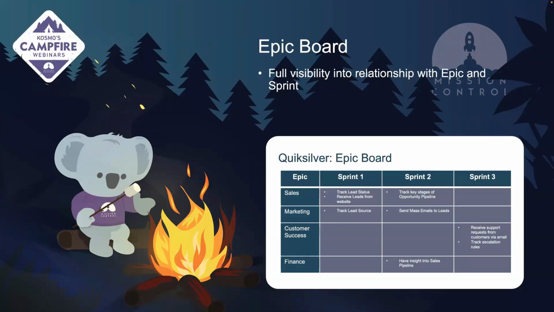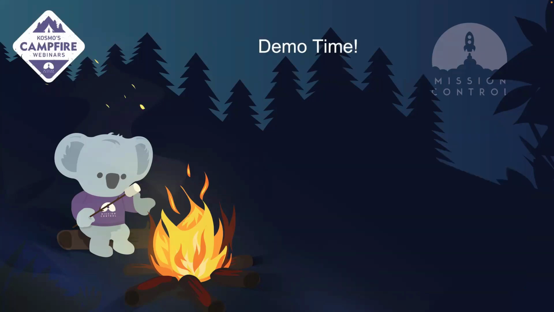So we can manage expectations of the customer success team that their user stories are going to get delivered in sprint 3 and so on. Okay, so what we're going to do is jump in and take a quick look at the epic board directly in mission control.